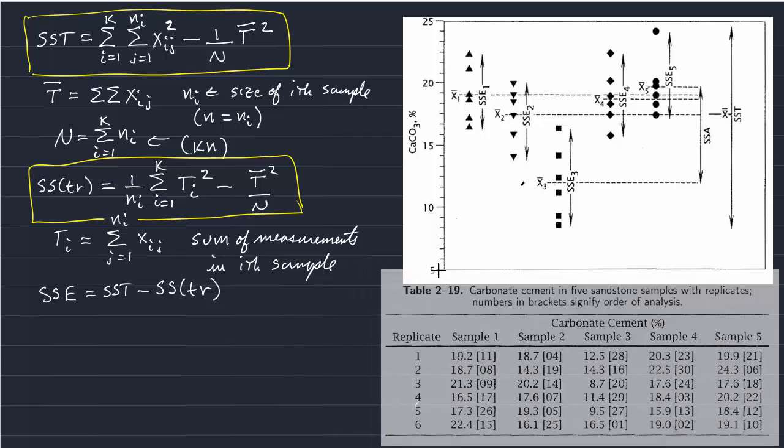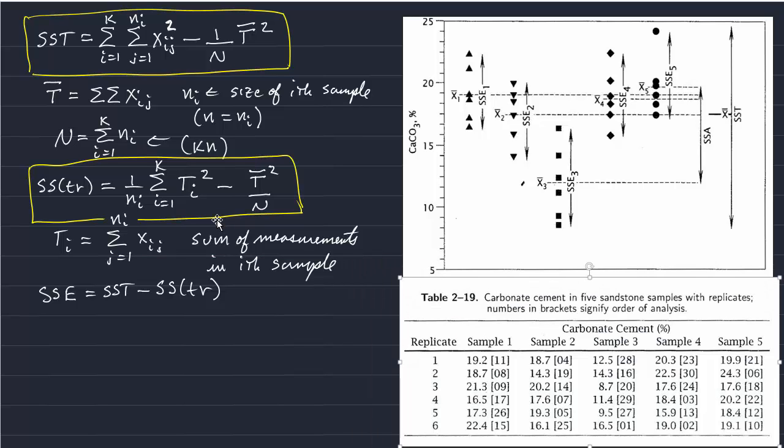So when we do that with our data values, here's our data table again. We find that SST is equal to 383.79. SSTR is equal to 237.42. And the difference between those gives SSE, and that's 146.37.